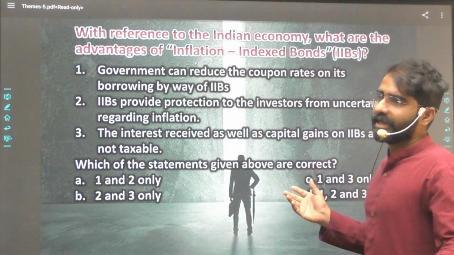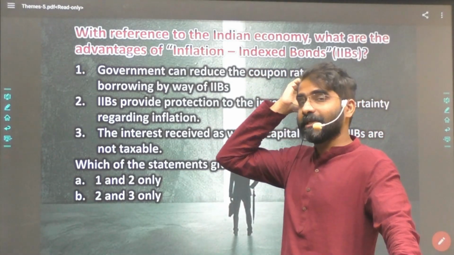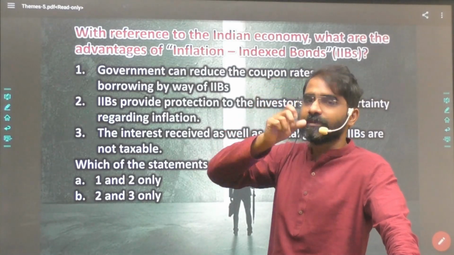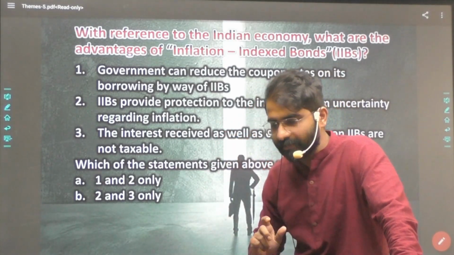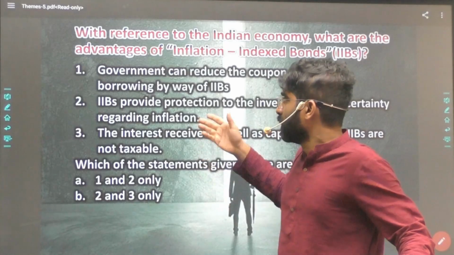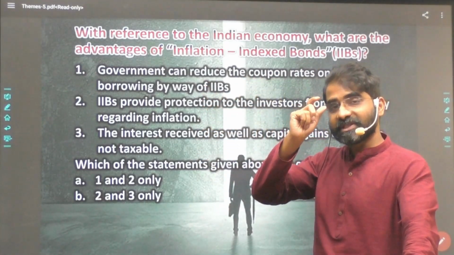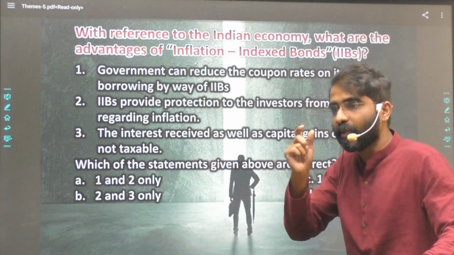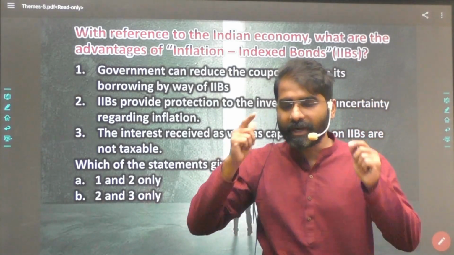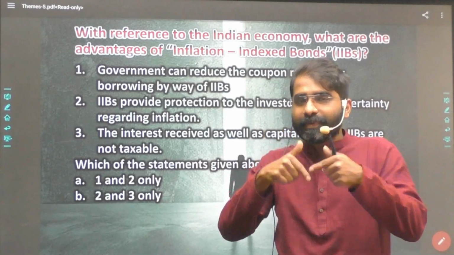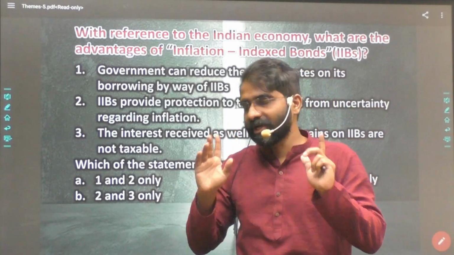Yes, for inflation index bonds, the coupon rates can be adjusted by the government, because you can adjust the principal amount. When the principal amount is adjusted, the coupon rate can be increased or decreased. So yes, it can be done. IIBs provide coupon rate, and we have discussed what a coupon is. When I say bond yield, current bond yield is nothing but the coupon divided by the price of the bond. That is what you should understand.